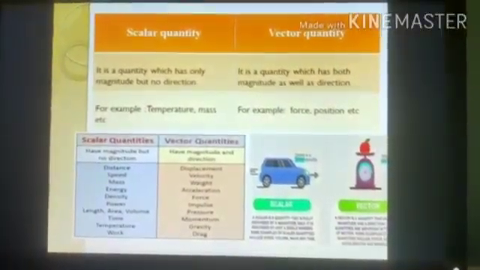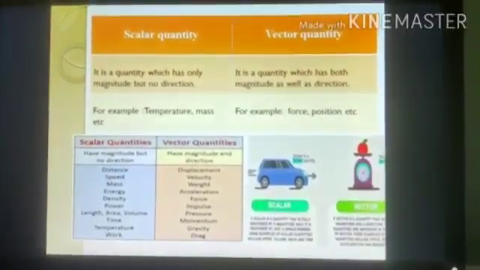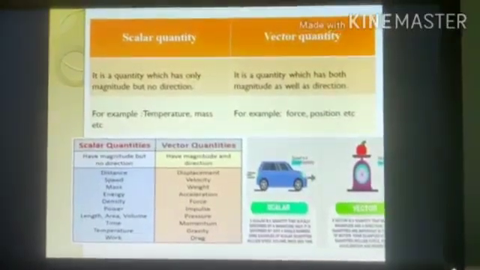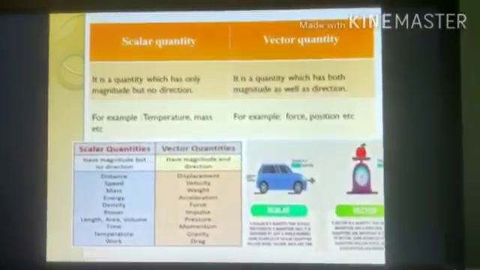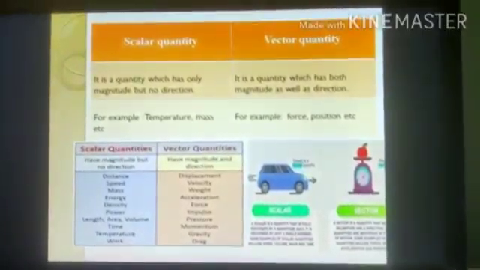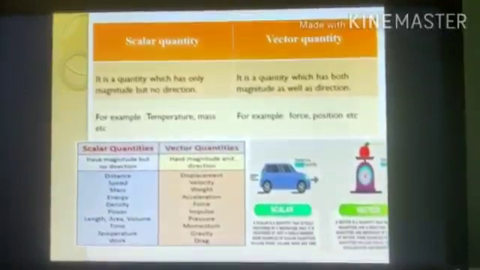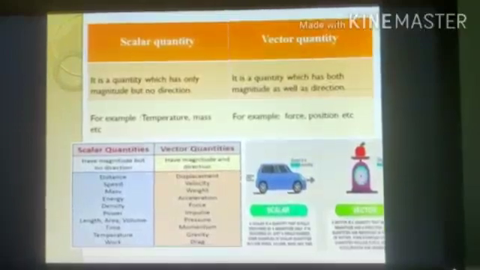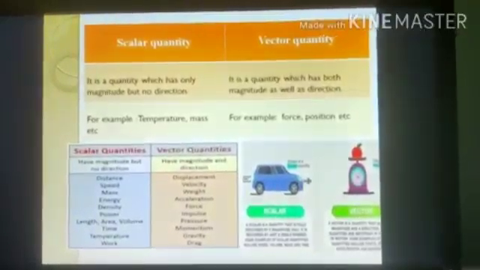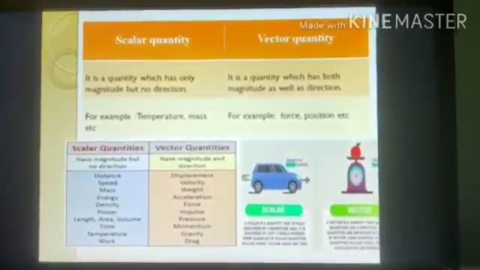Topic number 4 is scalar quantity and vector quantity. This is very important concept, basic concept for class 9. You have to understand the two important quantities, scalar and vector quantity. Scalar quantity is a quantity which has only magnitude but no direction. For example, distance, speed, mass, energy, time, temperature, work.